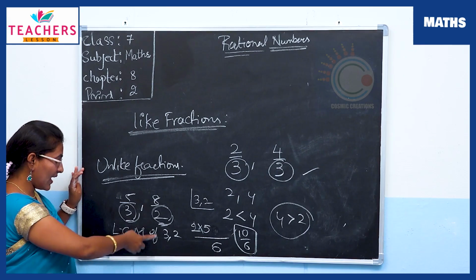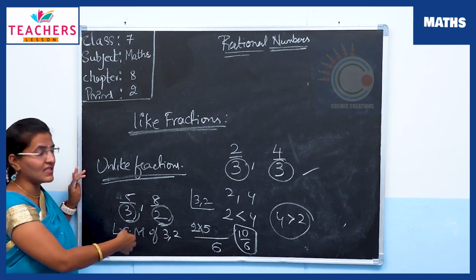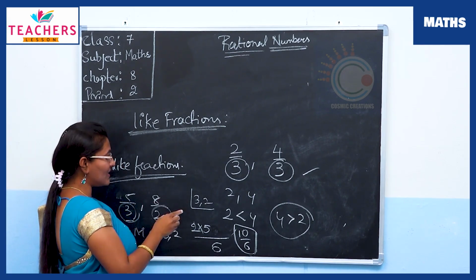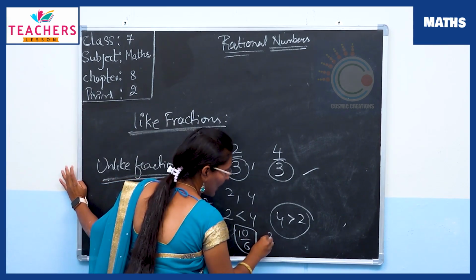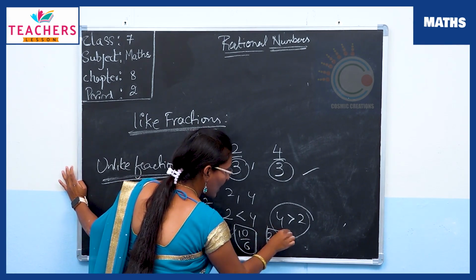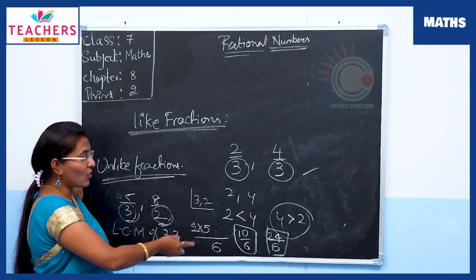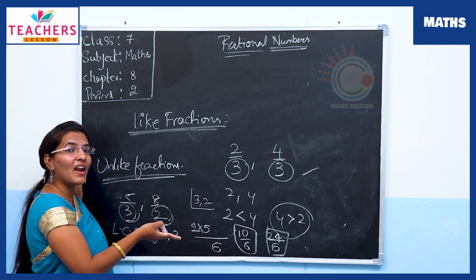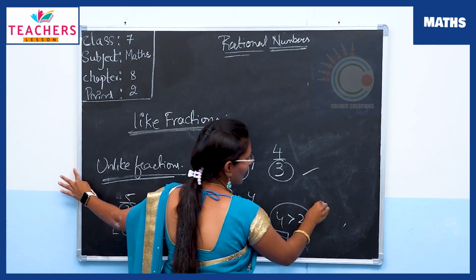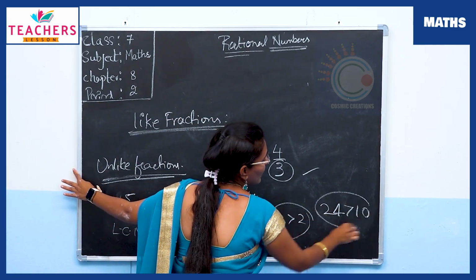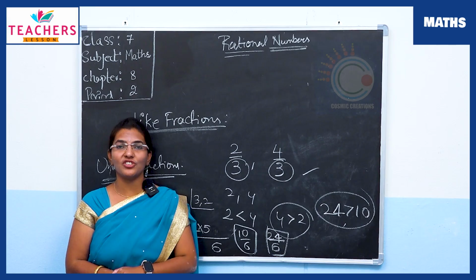And for the next number, 8 by 2. What is the denominator here? We have 2. And what is the LCM? We got 6. So, 2 times what is 6? 2 3s are 6. And 3 into the numerator we have, 8. 3 into 8, 8 3s are 24, by 6. Now if you see, both the denominators are equal. So, when the denominators are equal, it is easy to compare the numerators. Now 10 is greater or 24 is greater? Obviously 24 is greater. So, we can write 24 is greater than 10. So, unlike fractions are difficult to compare.